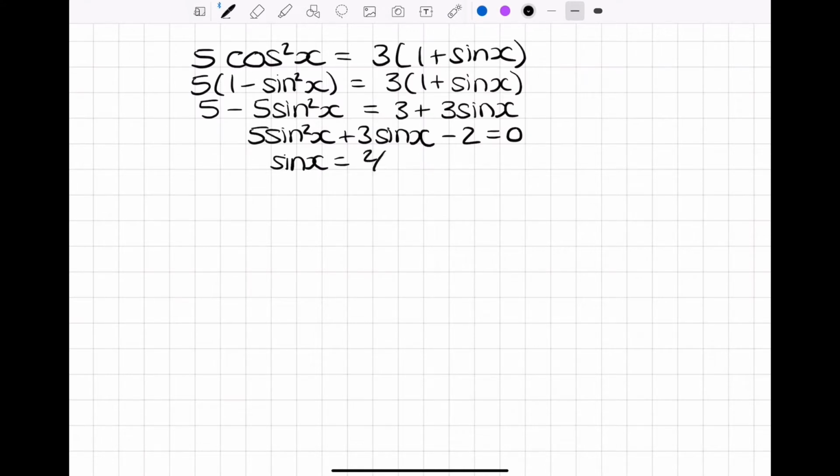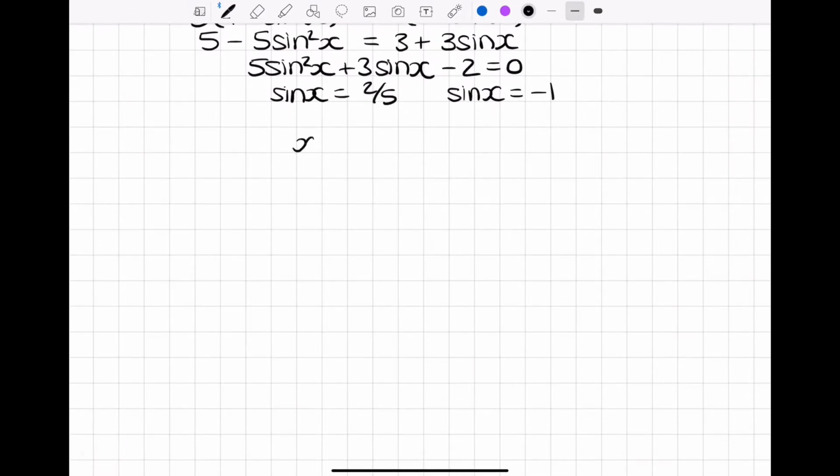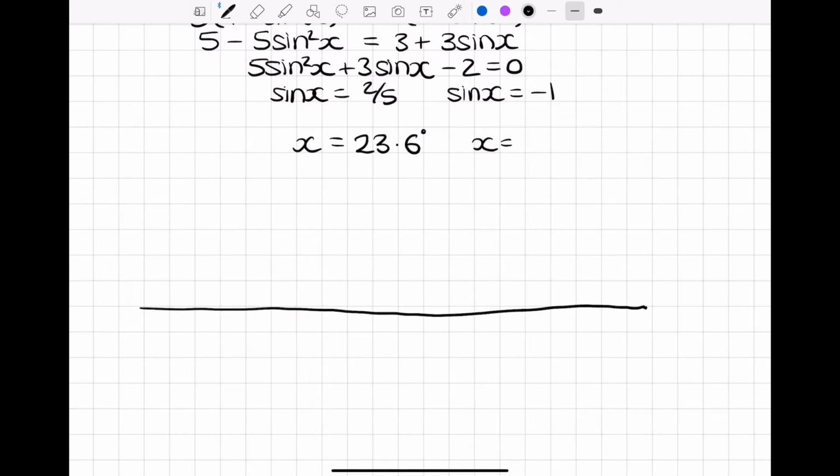So my first one is 2/5, and my second solution is -1. So using our calculator, we can just do sine to the -1 of 2/5, and that gives me a value of x equals 23.6 degrees. The sine to the -1 of -1, you probably already know this one, but in your calculator it'll give you -90, and I'll show you this one on a graph as well.